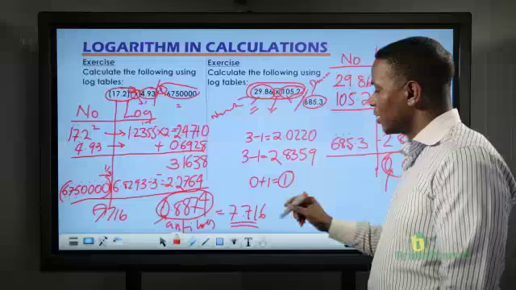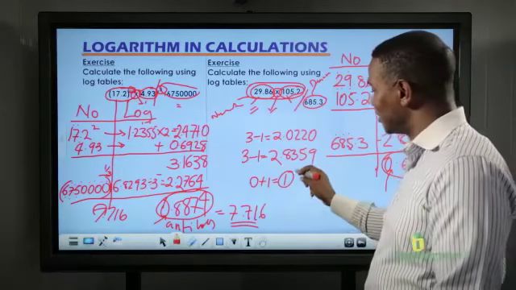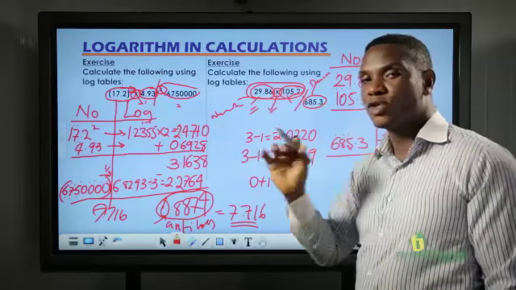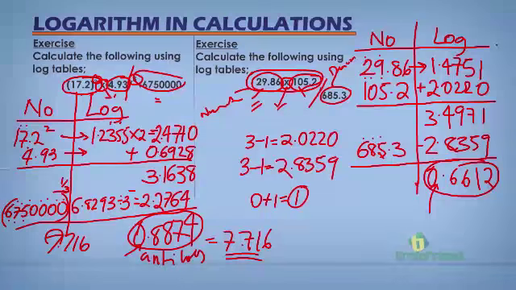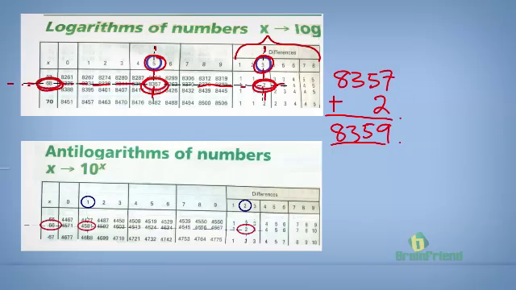This 1 is not a value of itself, but an indicator that in the final answer string that we have, we would have 1 digit before the decimal point. The fractional part of our number here is 0.6612. This value we will simply look up from the anti-logarithm table. Let's go and do that.